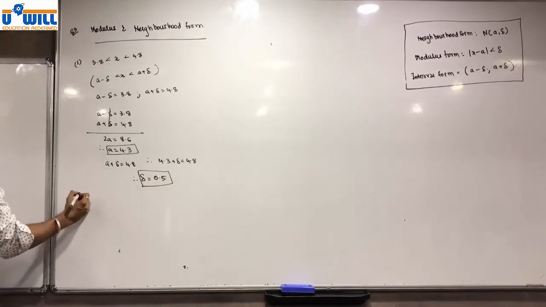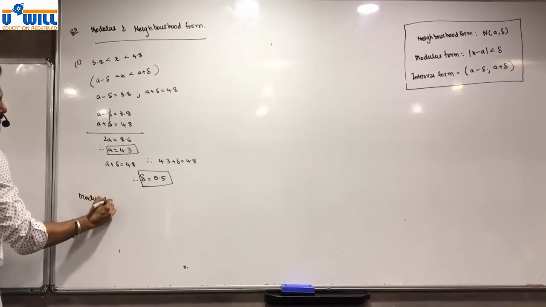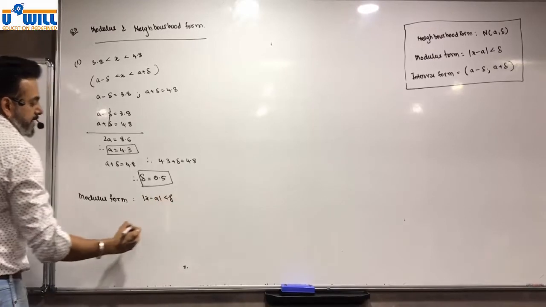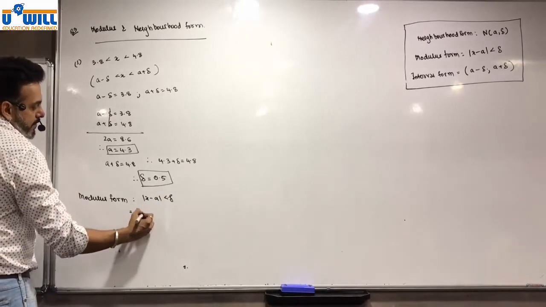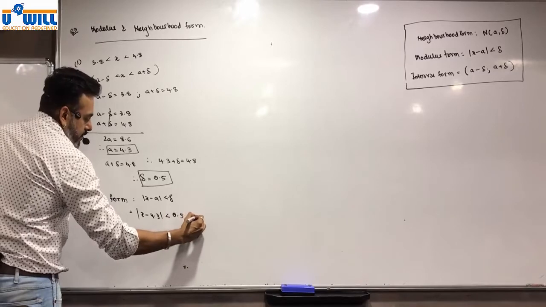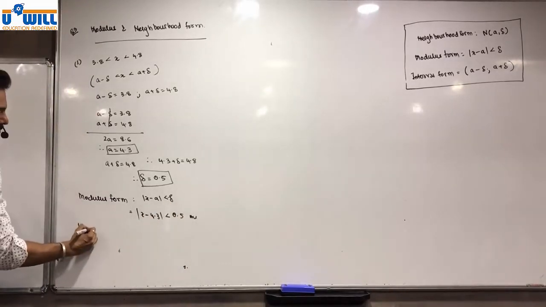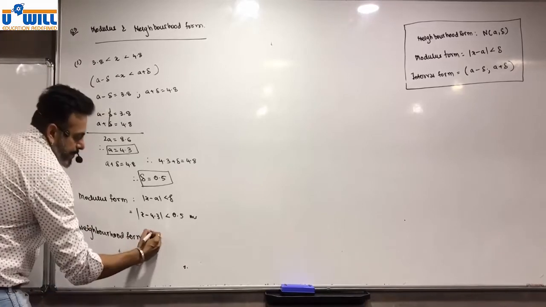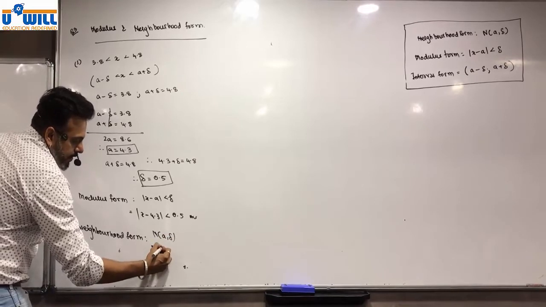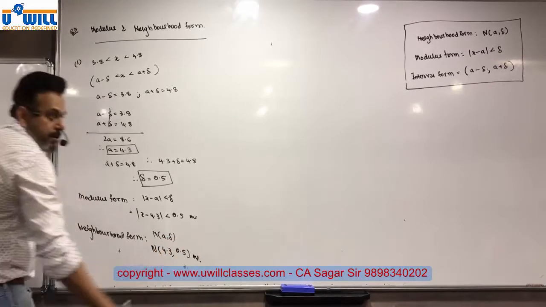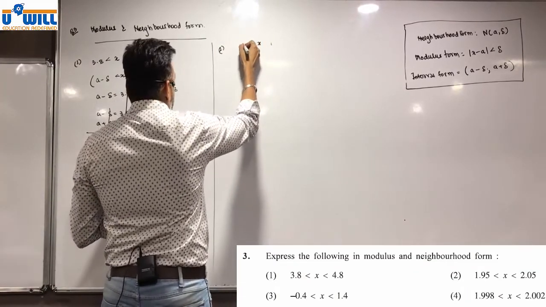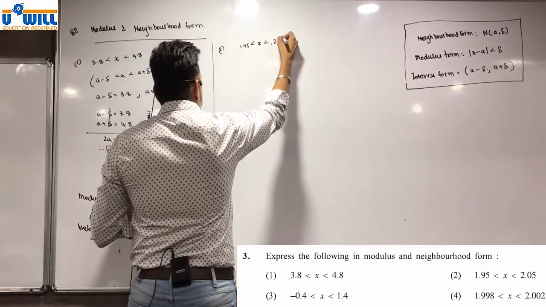Now, first we find modulus form: modulus x minus a less than delta, which is modulus x minus 4.3 less than 0.5. Answer. And then neighborhood form: capital N in the bracket a comma delta. So it is N of 4.3 comma 0.5. Answer. Second, x greater than 1.95 less than 2.05.